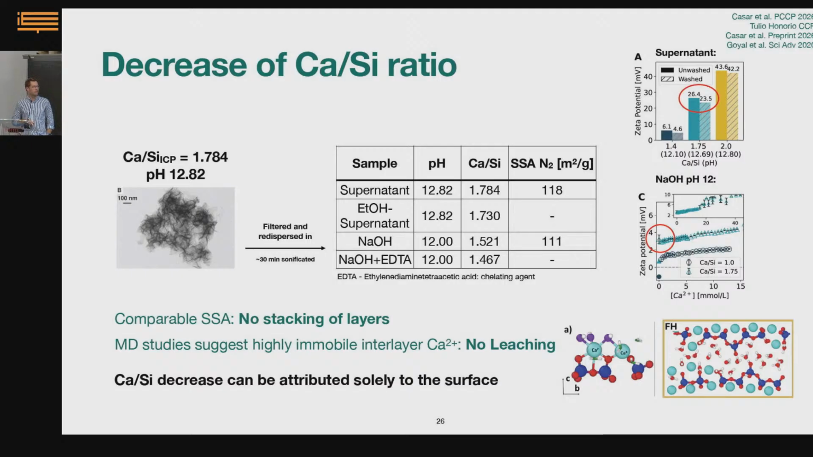And there are some nice studies on ion mobility in the CSH interlayers from Tullio Honorio, and also from ours, and from Goyal, where they see that calcium in the CSH interlayers is very coordinated to the silicate chains and is highly immobile. So you cannot really get it out in a 30-minute sonication. So this suggests to me that the calcium silicon ratio decrease we can solely attribute to what's going on at the surface. We didn't even change the CSH so far.